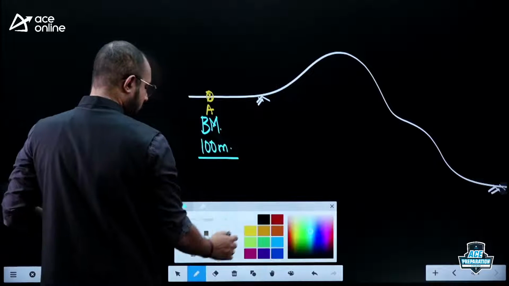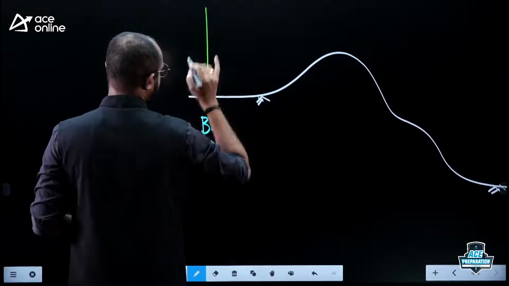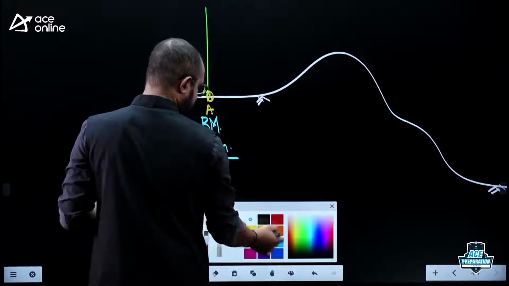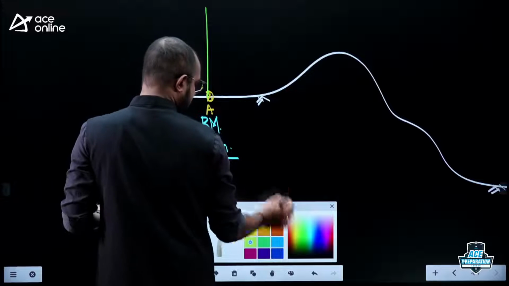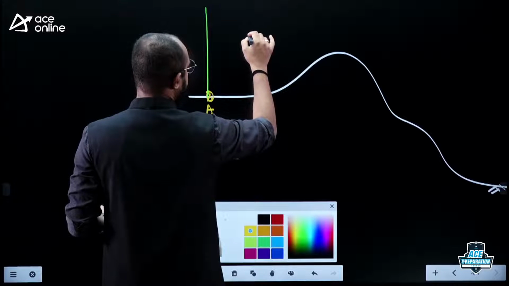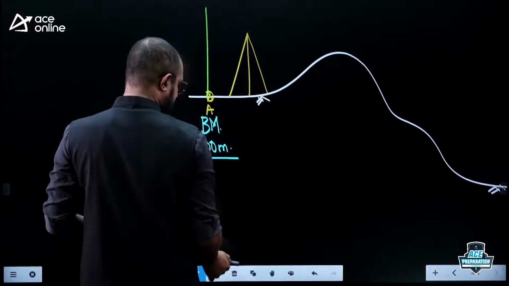You bring in your leveling staff. You keep your leveling staff exactly at the point A. After that, you bring in your level, your dumpy level, auto level, whichever level you are using. You bring that level here, and you start to do your temporary adjustment. So this is your, let us say, dumpy level.